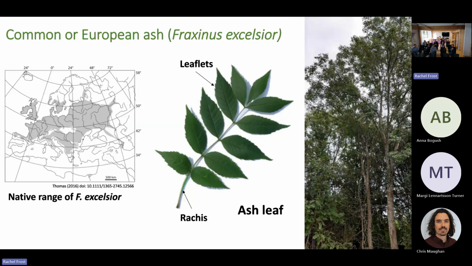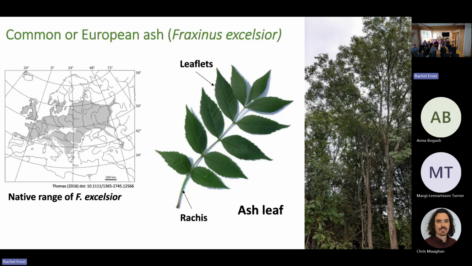So the common or European ash, Fraxinus excelsior, is a very common tree. You're likely to see them in hedgerows, parks, gardens. In fact, it's estimated that before ash dieback, there were around 90 million ash trees in the UK. And the tree is easily recognisable by its pinnate form. It is a compound leaf made up of leaflets on a central vein, which is known as the rachis.